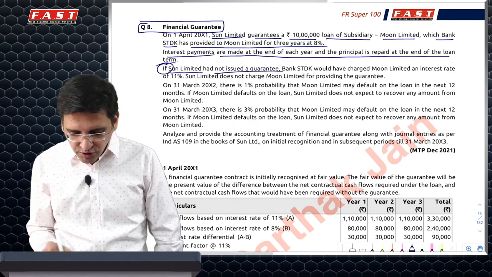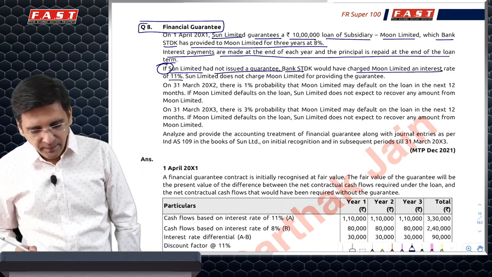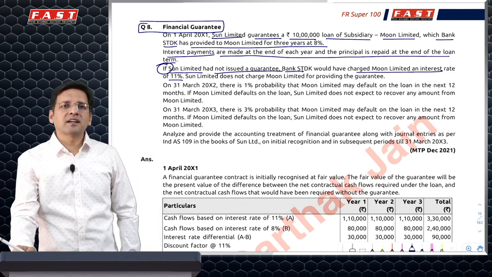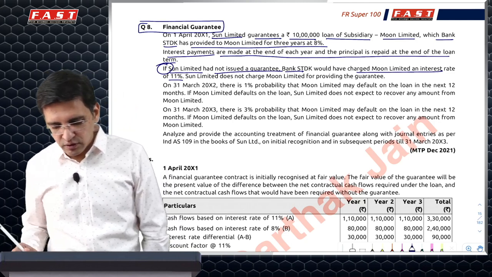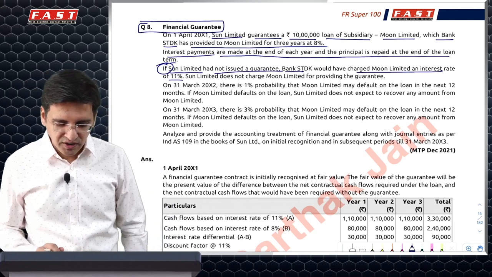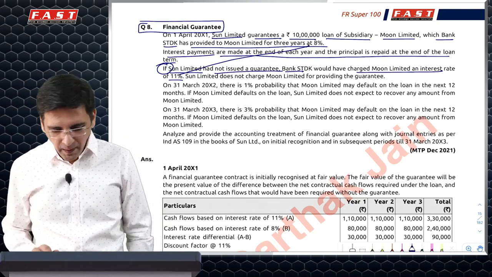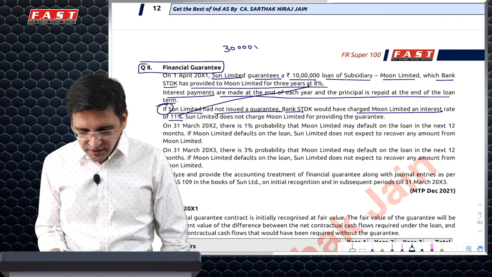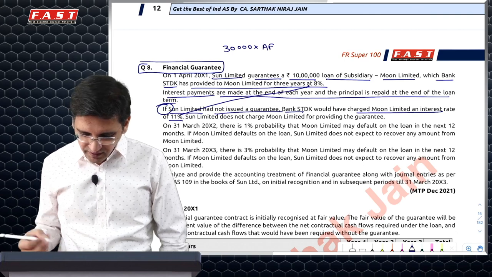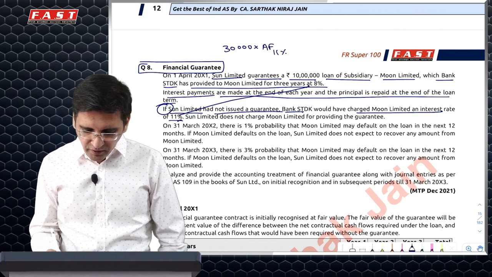If Sun had not issued the guarantee, then the interest rate would have been 11%. So it essentially means that the fair value of the financial guarantee can be calculated as the notional interest savings which the subsidiary is making, in this case 3%, which means 30,000 per annum. So the fair value of your financial guarantee on initial recognition would be 30,000 into the annuity factor at whatever is the market rate of interest, which looks to be 11% for 3 years.